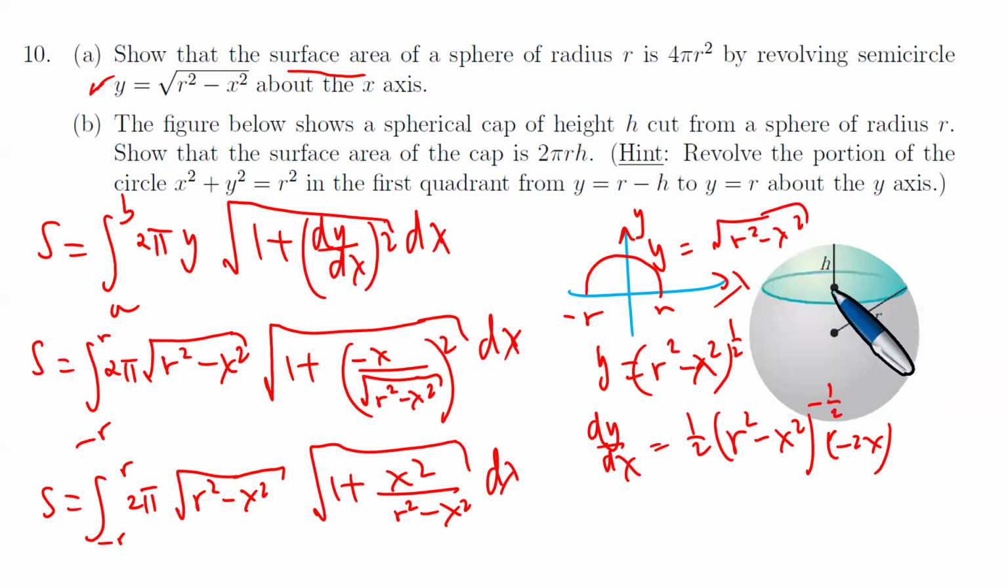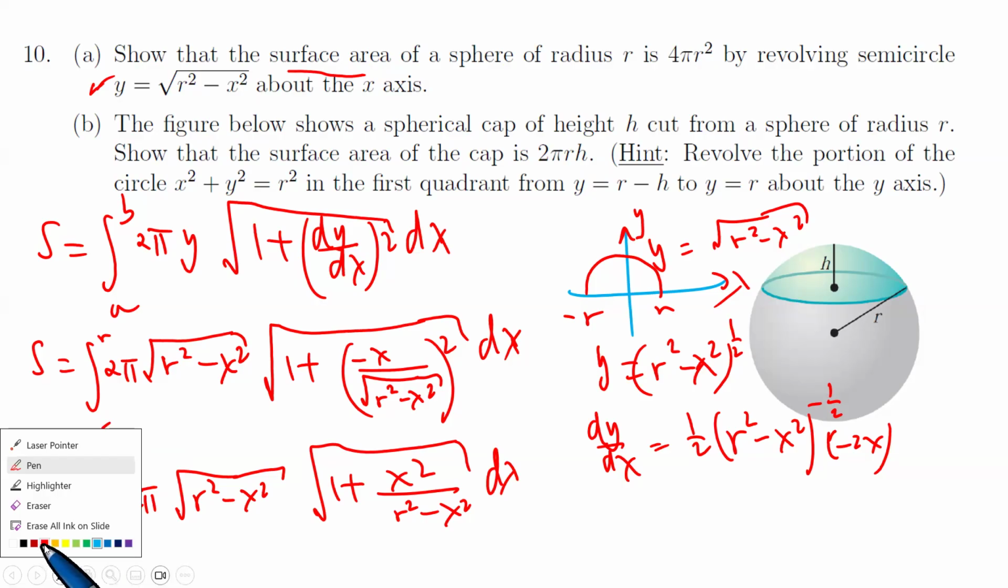The figure below shows a spherical cap of height h cut from a sphere of radius r. So you cut a little bit from the top of this sphere. Show that the surface area of the cap is 2 pi rh. The hint is to revolve the portion of the circle x squared plus y squared equals r squared in the first quadrant from y equals r minus h to y equals r about the y-axis. So it is the same thing, and let us see what we need to do there. To do this number 10, you would have the following.